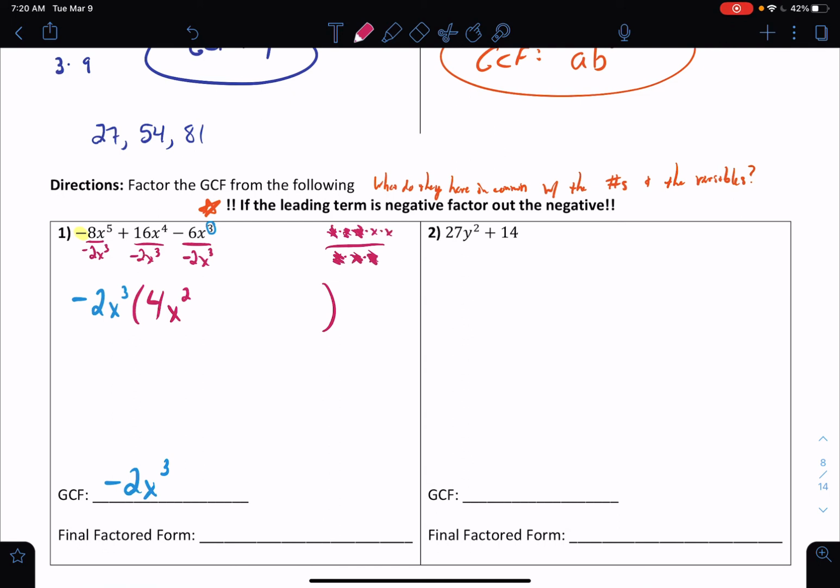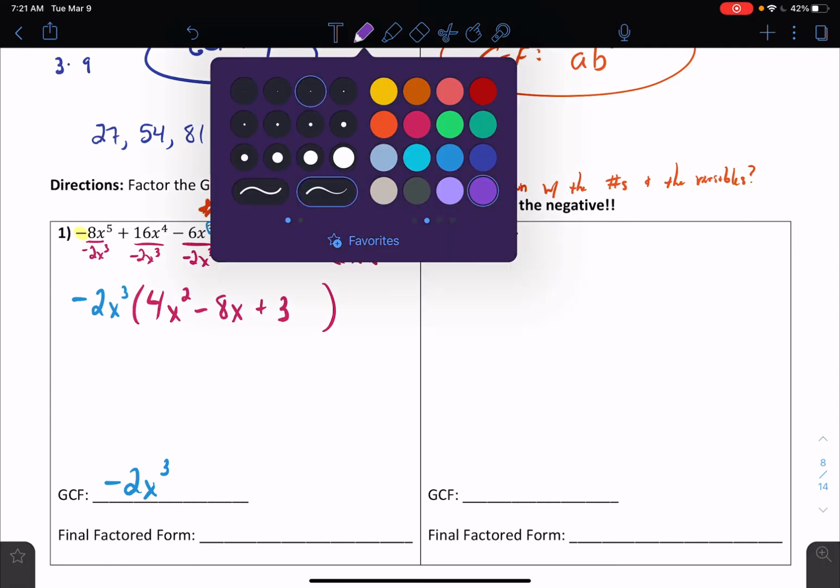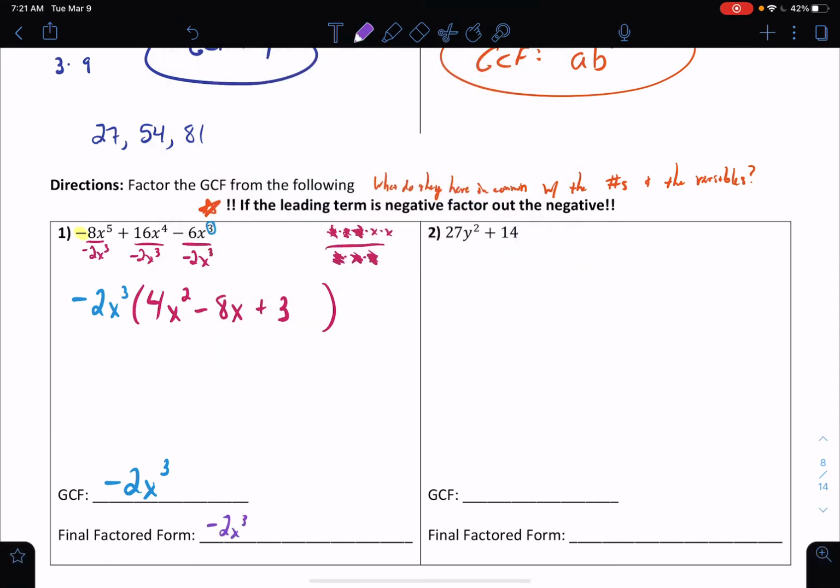All right, next up we've got 16 divided by negative 2. Well, 16 divided by negative 2 is negative 8. And then we have x to the fourth divided by x to the third. So if we have 4 x's multiplied on top and 3 x's being multiplied on the bottom, 3 of them are going to cancel out, leaving me with just 1 x on top. And then we've got negative 6 divided by negative 2, which is positive 3. And then x to the third divided by x to the third, those are just going to cancel each other out. All right, so the final factored form here is negative 2x to the third times 4x squared minus 8x plus 3.